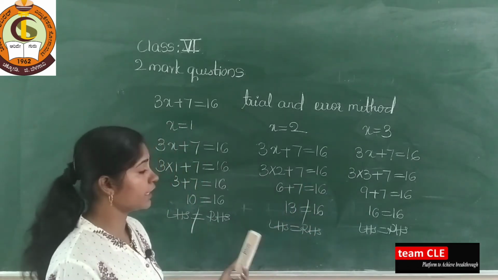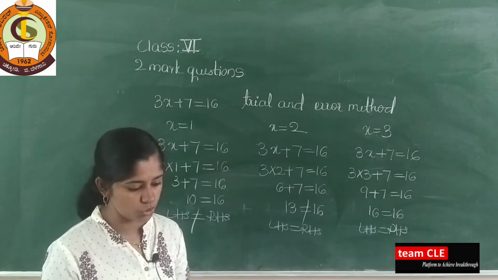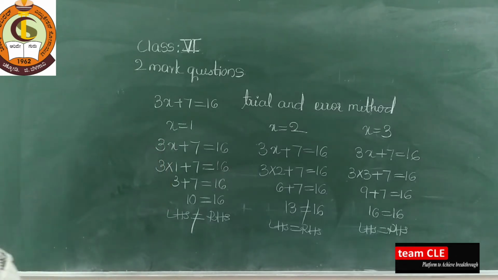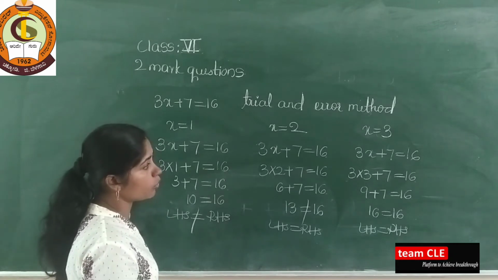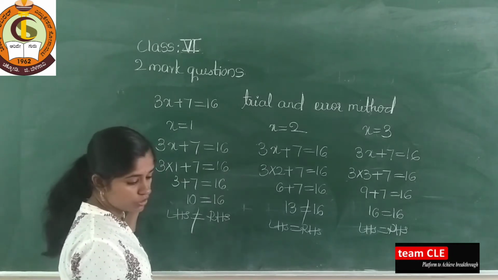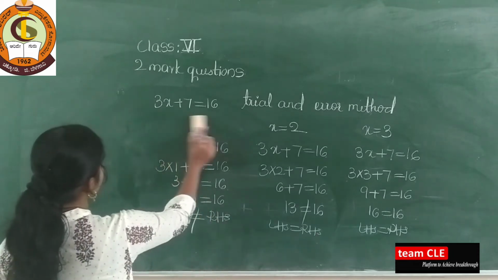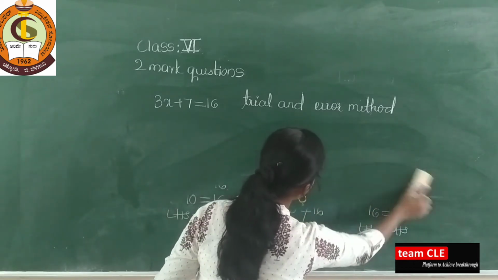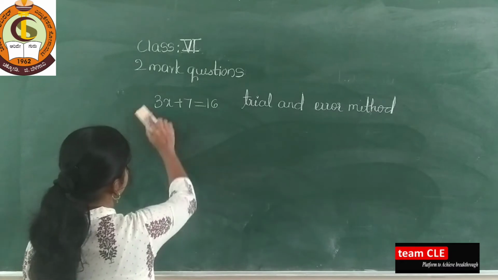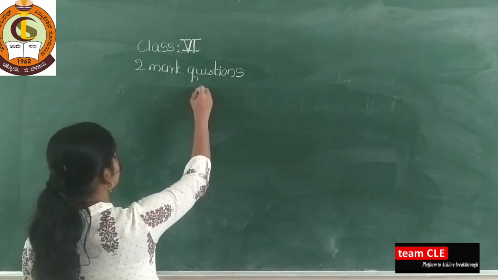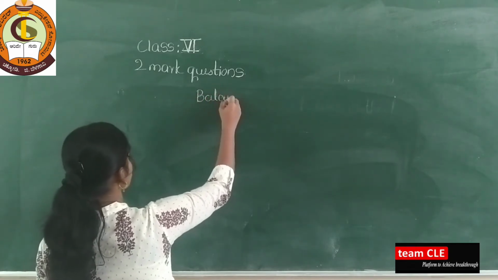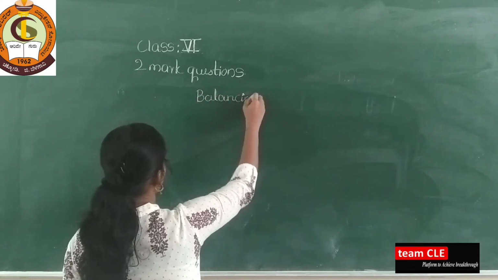Okay. So more examples of this kind are there in the textbook. Do practice at home. Next I will take one more example. So this is trial and error method. More and more examples like this are there in the textbook. Solve them. So next I will solve an example by using balancing method, very important questions.